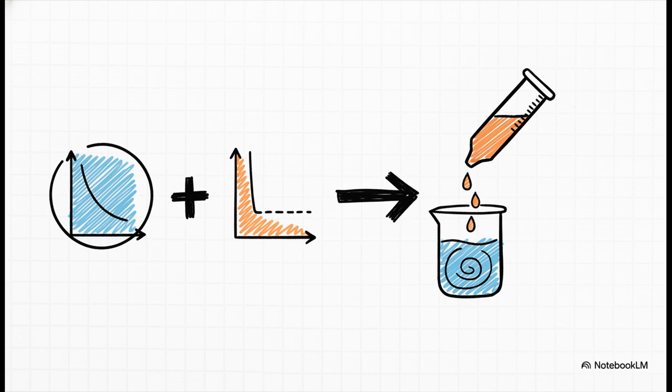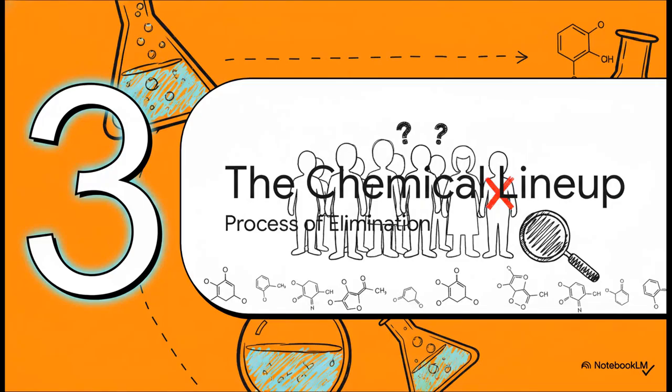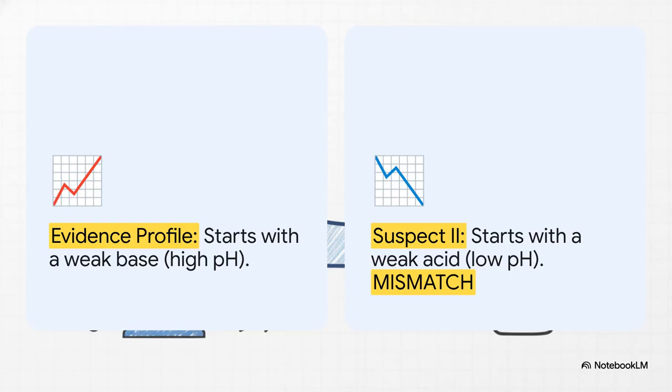That's our profile. Now that we have a solid profile, we can head back to our suspect lineup. It's time to see who fits the description and who we can cross off the list. Let's check out suspect number 2, hydrofluoric acid being titrated with magnesium hydroxide. This one starts with an acid in the beaker. That means its graph would have to start at a low pH and curve upwards. Our graph does the exact opposite. It's a total mismatch. So, nope, system II is out.